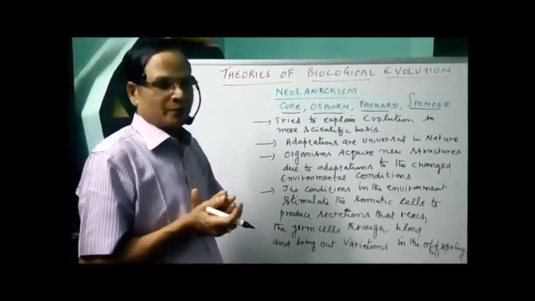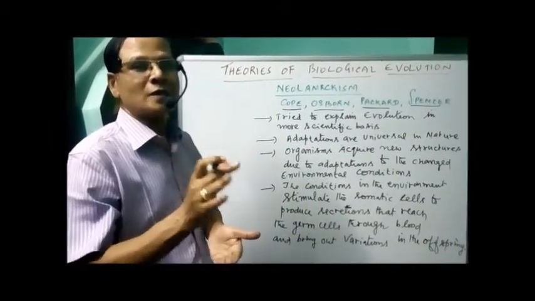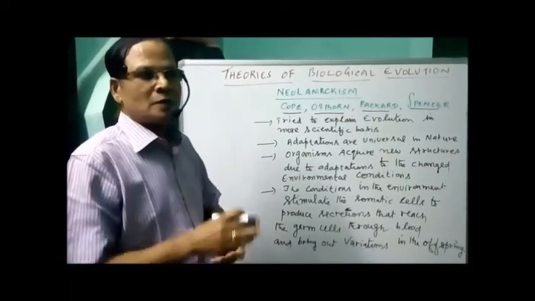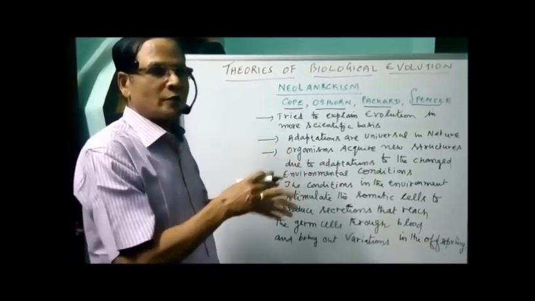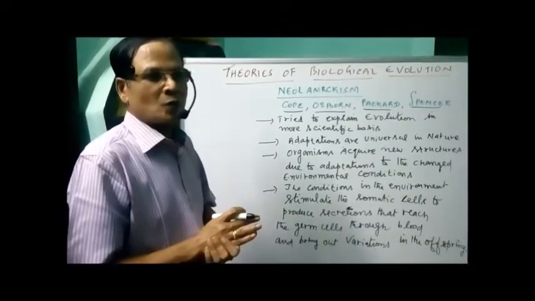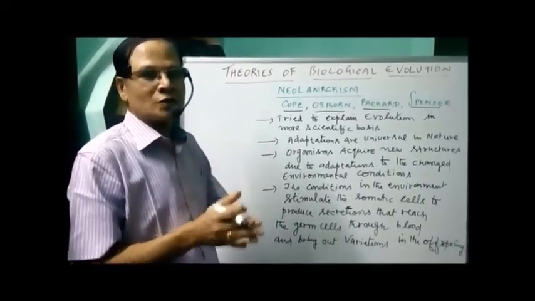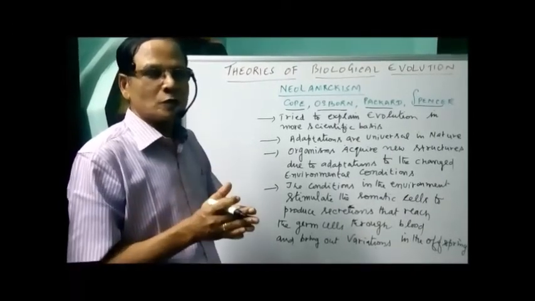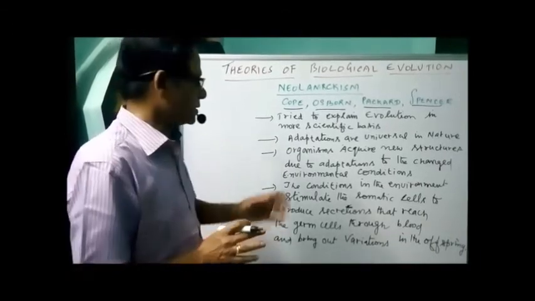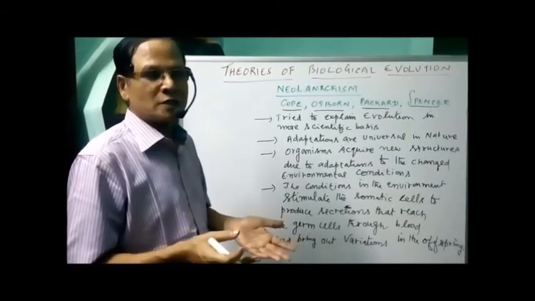The conditions in the environment stimulate the somatic cells of such animals to produce certain secretions. No name was given for these secretions by them. Simply they said some secretions were transferred to the germ cells like sperm and egg through the bloodstream, and these normally generate variations in the offspring. That's what they said, without knowing about particles, genes, etc.